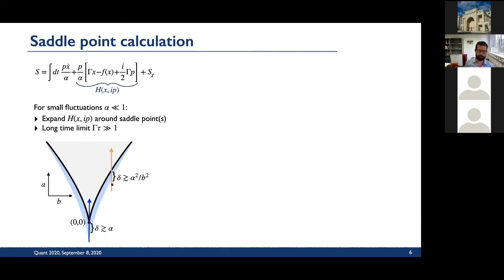This is different from equilibrium physics, where the only interesting regime is in this blue region, where people have figured out renormalization and things like that. That is also something one could do, but we're doing the first step, which is the stuff out here. So we expand H around the saddle points, and then we look at the long time limit, where all the cumulants become linear in time.